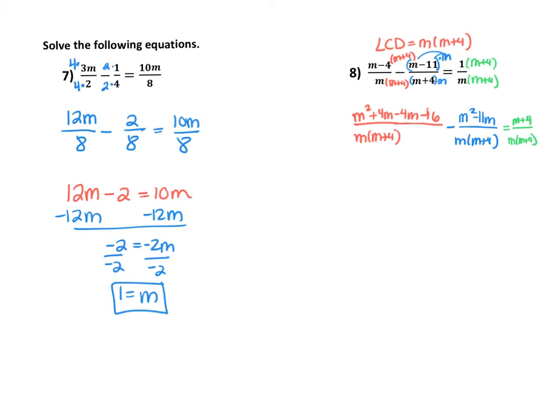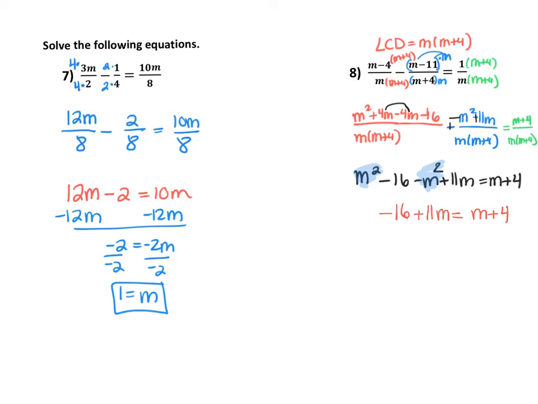Once I have a common denominator all the way across, I'm just going to focus on solving the numerator. So I'm going to have m squared. Well, 4m minus 4m is 0, so minus 16 minus m squared plus 11m, because this negative has to be distributed in, and it's going to equal m plus 4. Now let's focus on combining some like terms. So I have m squared minus m squared, so those are going to subtract. So I'm just going to have negative 16 plus 11m equals m plus 4.